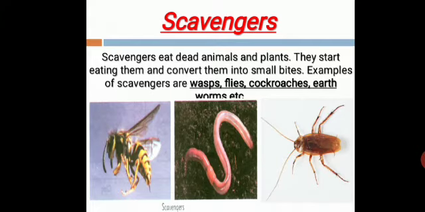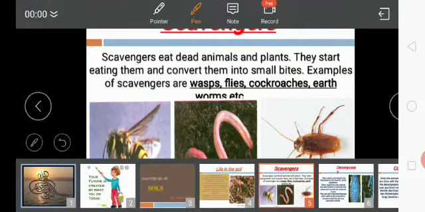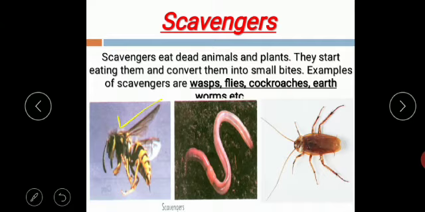In this big diagram, you can see wasps, worms, cockroaches. These are scavengers and they can eat dead animals and plants.